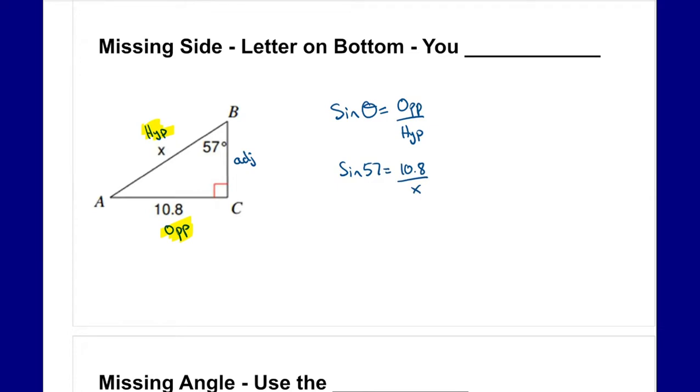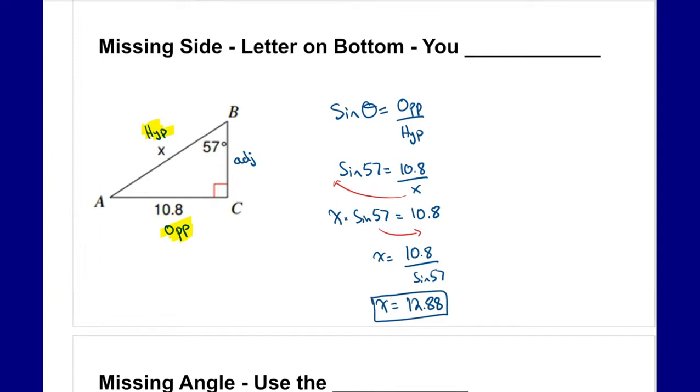Again, letter is on the bottom, variable is on the bottom. We could go the long way, bring the x up, we get x multiplied by sine 57 equals 10.8. Bring that sine 57 to the other side, it becomes division. 10.8 divided by sine 57, x then equals 12.88.